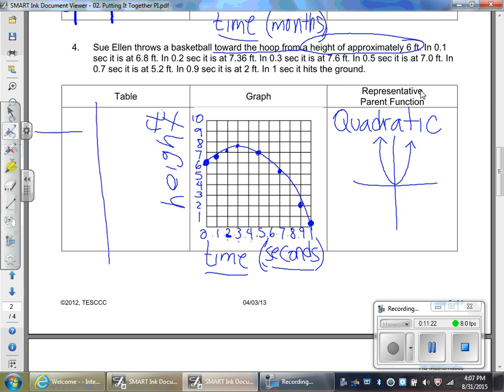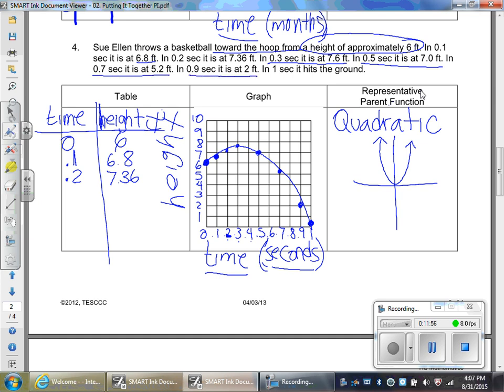You can construct a table here. So at time 0, the height was 6 feet. After 0.1 seconds, the height was 6.8. After 0.2 seconds, the height was 7.36, and so on. So just use the rest of the information. These problems were actually solved in class by the students, not by me. And so if you continue with the table and you plot your points, it should look something like that.